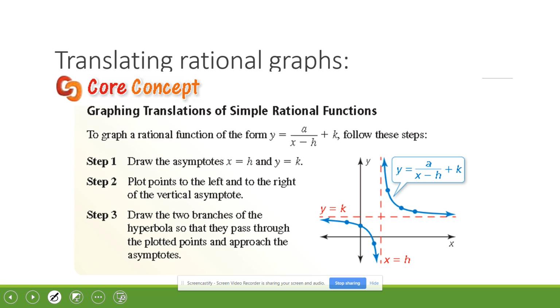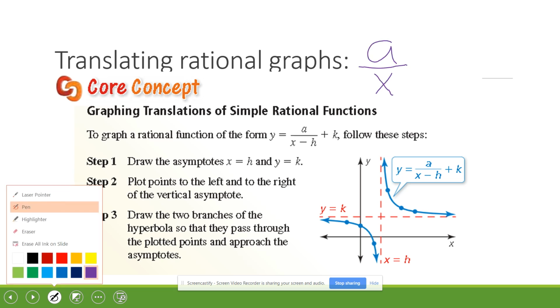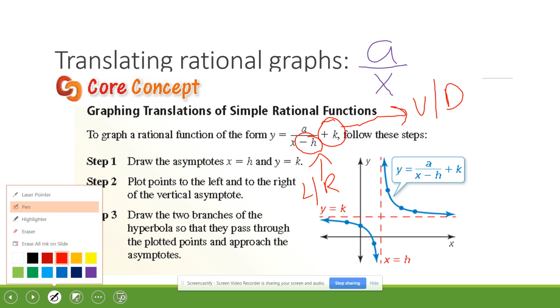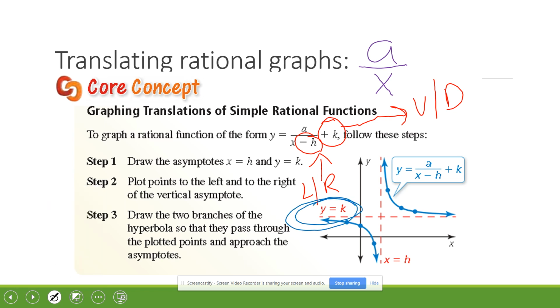So of course we can translate our rational graphs. And remember, we were just doing a over x. So how this is different is that now we're doing an h and a k. So x's, remember, are still liars. This is going to be your left or right. This one is going to be your up or down. And they also should be what your asymptotes are. So you'll notice here y equals k and x equals h.